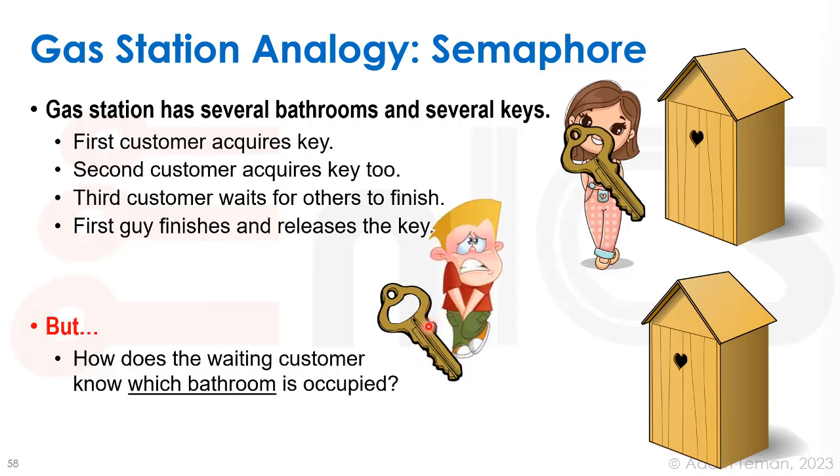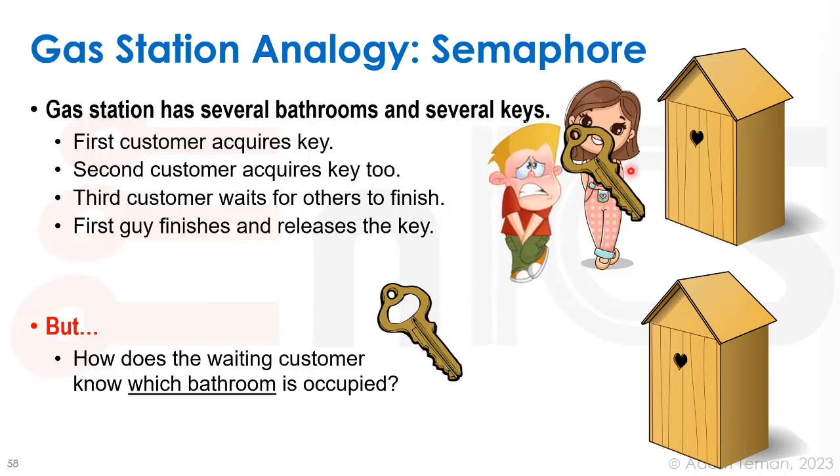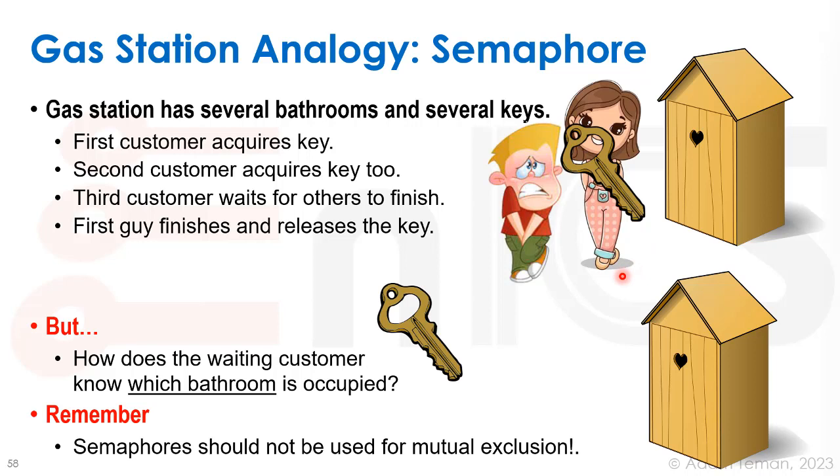But now, which bathroom does he choose? And what happens if he chooses the wrong bathroom? Nothing is protecting him from going to the same bathroom that this poor lady, who just became really embarrassed, was already inside. So semaphores should not be used for mutual exclusion. You should use semaphores for signaling, which is what they're all about.